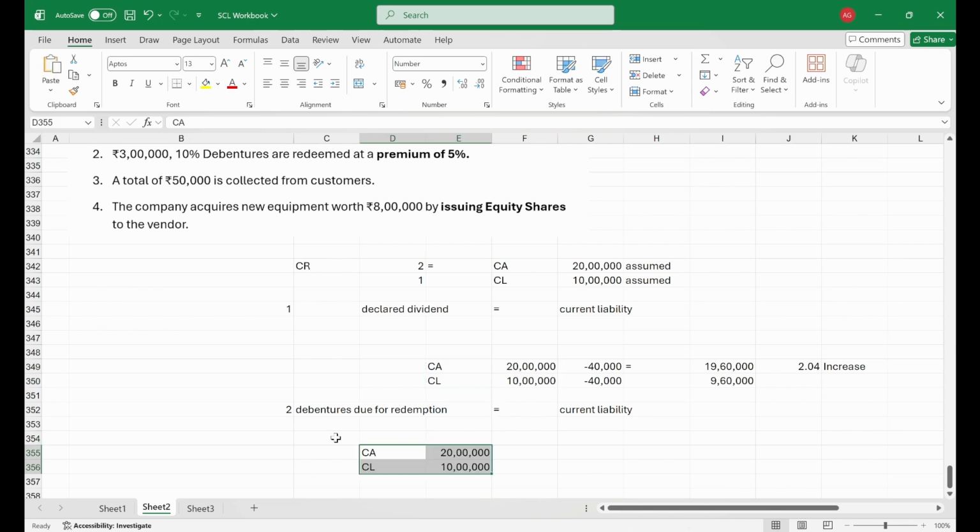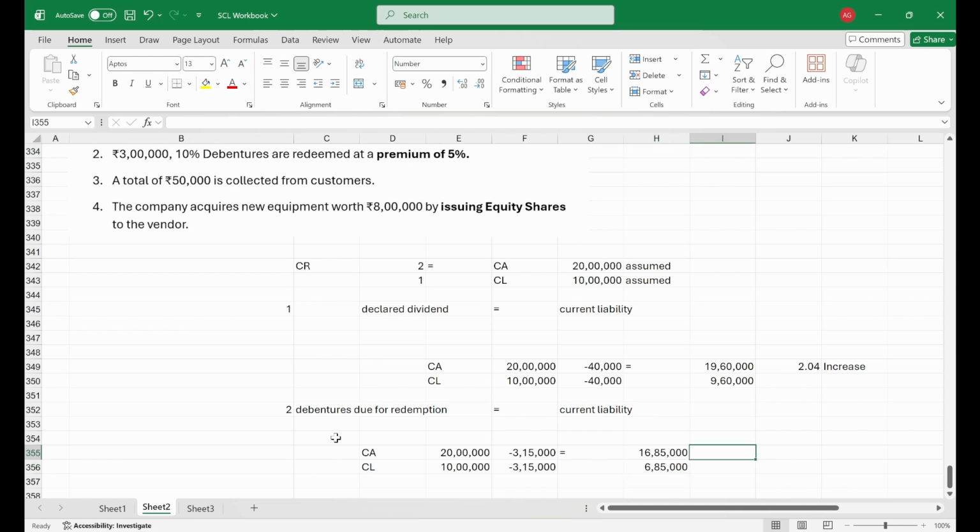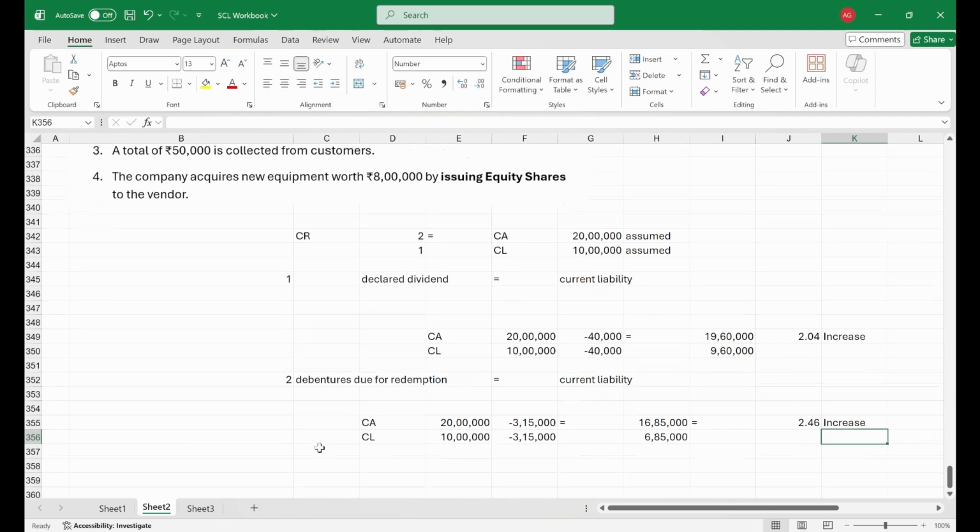I will see it is similar to payment of dividend. My opening current liability was 10 lakhs. I am redeeming debentures worth rupees 3 lakhs and I am also redeeming it with a premium of 5%. Therefore, I am totally paying out 3,15,000. I'm paying out liabilities worth 3,15,000 and my cash outflow is also 3,15,000. Therefore, the remaining current asset and current liability will be 16,85,000 and 6,85,000. Therefore, the new current ratio will be 2.46. This also increases your current ratio.